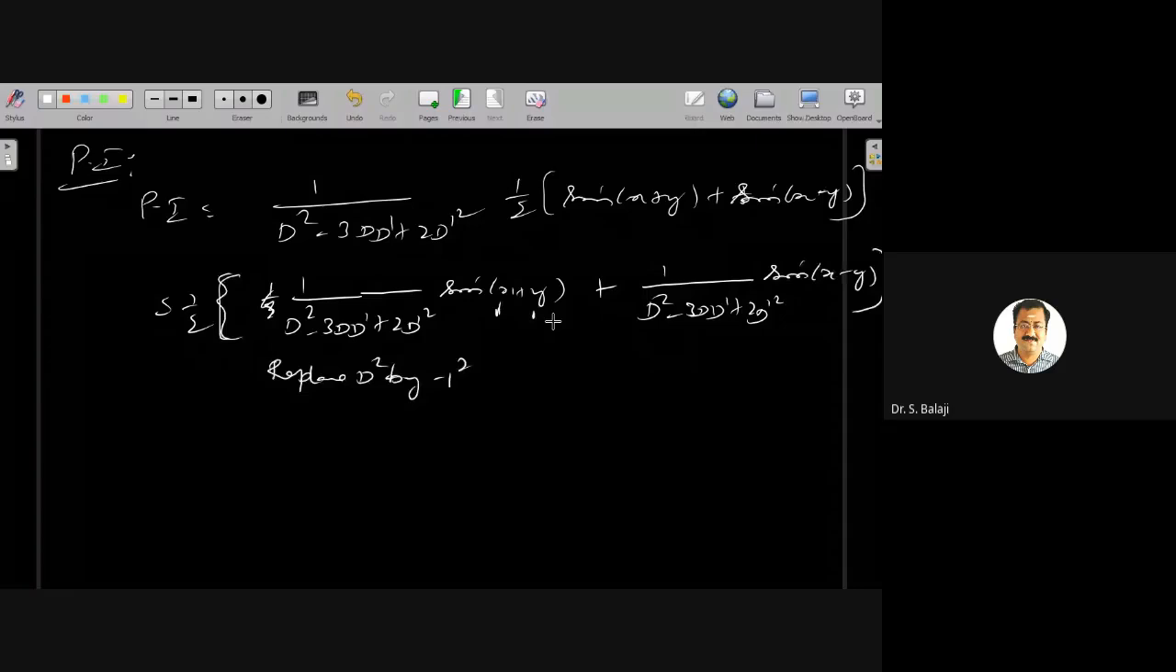What are the things you have to follow here? Replace D square by minus a square. Here a is 1 and b is also 1. Replace DD dash by minus ab, that is minus 1 into 1. Replace D dash square by minus b square. The same thing you have to follow for the second term as well.